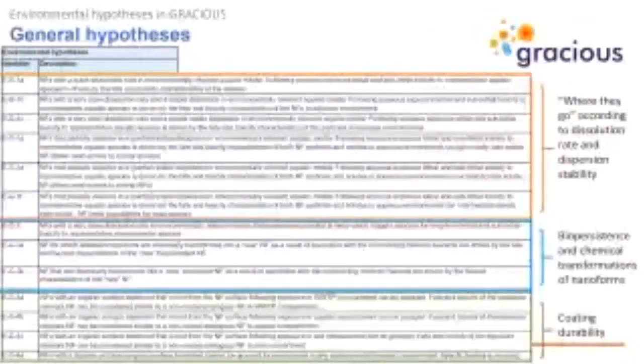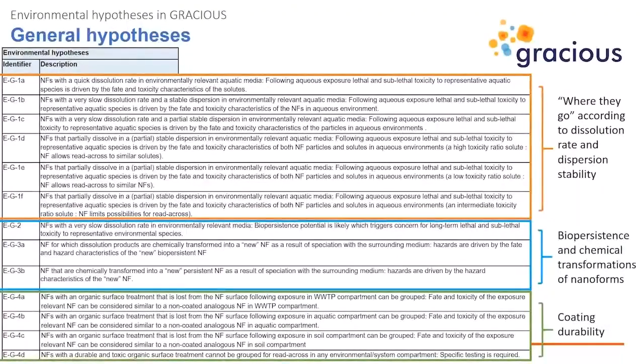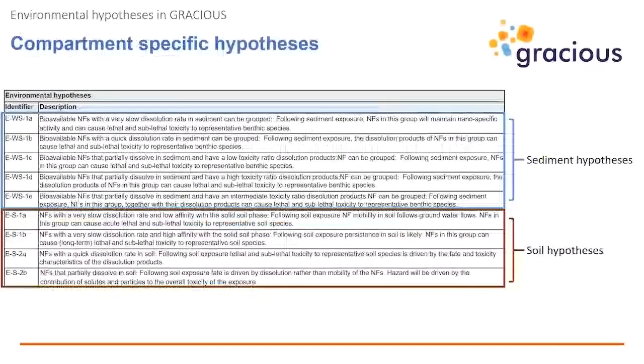In blue, these are hypotheses which are related to biopersistence and chemical transformations, whilst in green, these are the hypotheses which we've been dealing with specifically at UKCEH, which is looking at coating durability against biodegradation as a way of grouping nanoforms with different surface treatments. As well as the general hypotheses, we also have some compartment-specific hypotheses for those in sediments and in soils.